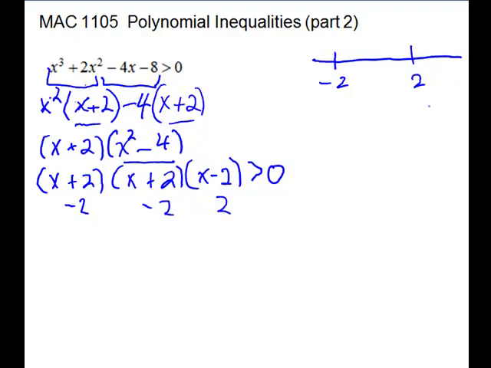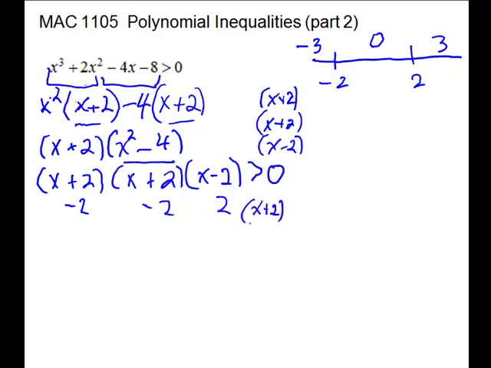We want test values that are in each of the 3 regions. So we'll pick a negative 3, we'll pick a 0, and we'll pick a 3. And we have to use our factors. We do have to use the x plus 2 twice. And I'll just scoot it down here. This is the product of them, so multiplying all 3 together.